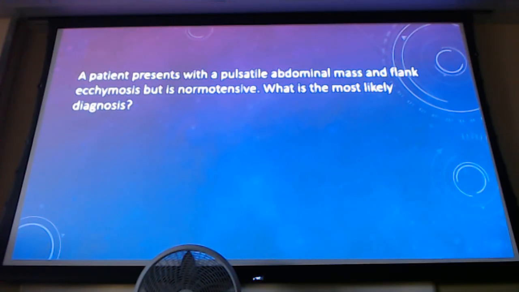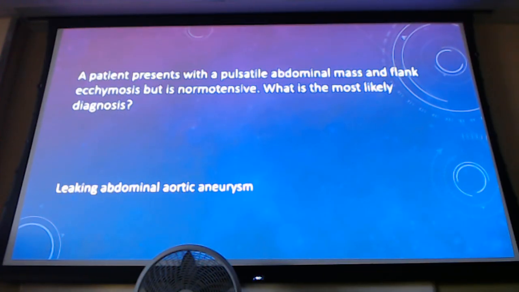Well, what is a pulsatile abdominal mass? Abdominal aneurysm. And if you have flank ecchymosis, it's leaking. Good, it's leaking. Okay? If they were hypotensive, it's most likely dissecting, versus if it's just ecchymosis with normotensive, it's just leaking. What's the treatment for that? Blood pressure control, and then what? A graft or TEVAR, or not TEVAR, an EVAR. Right, you gotta go in and stent that, stop the leaking.